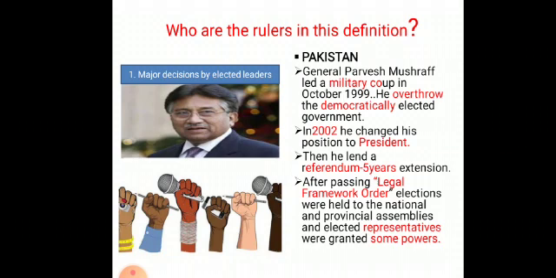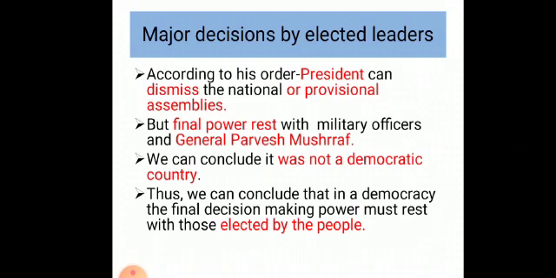In the meanwhile, after passing of this legal framework order, elections were held to national and provincial assemblies. The elected representatives were granted some powers, but the final power rested with military officers, General Musharraf himself. Hence, we can conclude it was not a democratic country. The same thing happens in many dictatorships and monarchies. Thus, we can conclude that in a democracy, the final decision-making power must rest with those elected by the people.